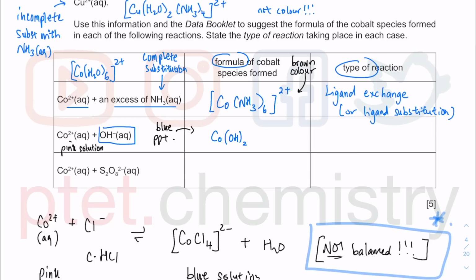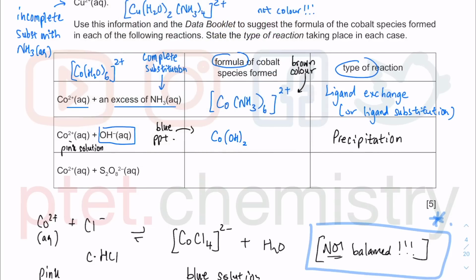Anyway, this is a blue precipitate. You can write it as such, or you can write it as cobalt with 2 OH minus, and then you can have 4 more water, just like the copper 2 hydroxide complex, or you can leave it like this. Cobalt 2 hydroxide is perfectly okay. The formation of most metal hydroxide, including transition metal hydroxide, they are going to precipitate out as a solid. Here you're going to get a blue precipitate.